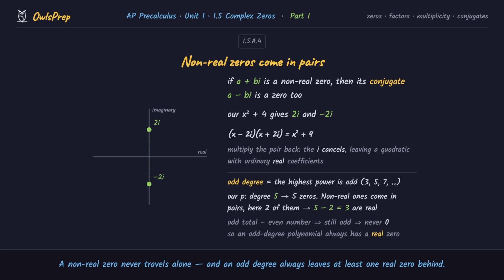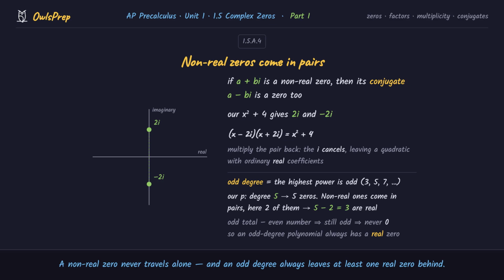Now the zeros that don't show up. If a plus bi is a non-real zero of a polynomial with real coefficients, then its conjugate, a minus bi, is a zero as well. They always travel as a pair. In our example, the factor x squared plus 4 gives 2i and -2i, mirror images across the real axis.